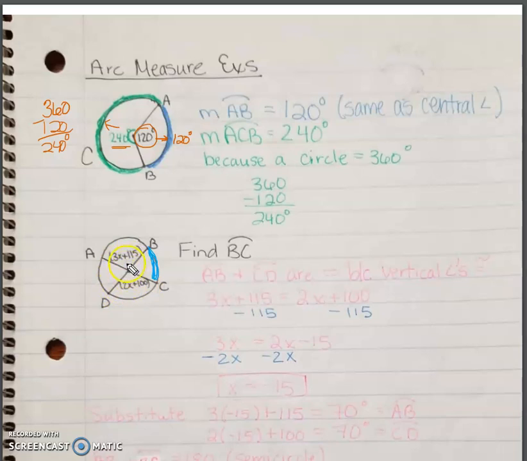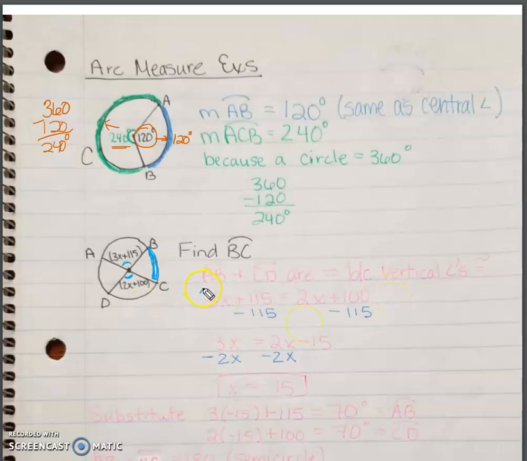Okay, now these are vertical angles. So we learned way back at the beginning of the year that vertical angles are congruent. So this angle is equal to this angle because they're congruent. And what that allows me to do is set up a problem that arc AB and arc CD are equal because they're vertical angles. And I can set up the equation 3x plus 115 equals 2x plus 100. And then from here, I'm going to solve.